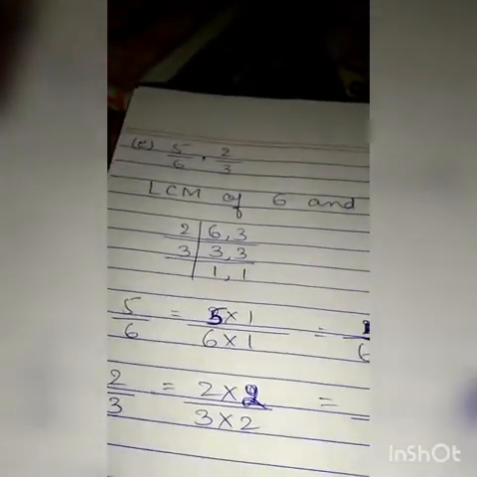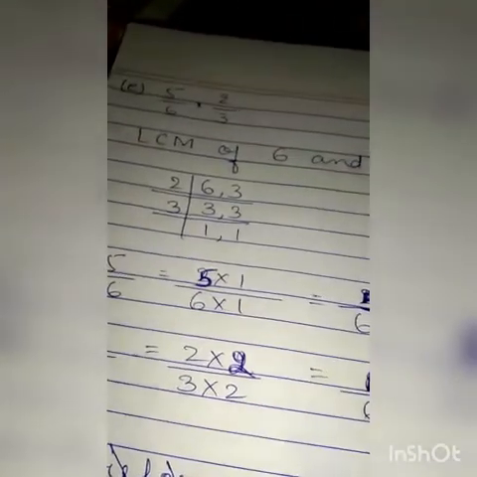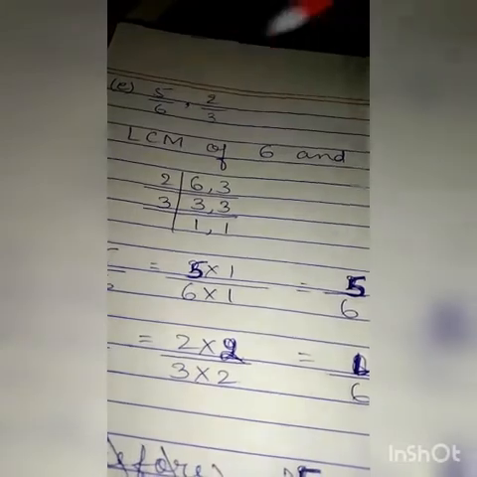So children, let's start doing question E and F. Be ready with your copy and book. Now let's start solving the question. Now children, question number E of exercise 7F, question number 3. 5/6 and 2/3 are the fractions.